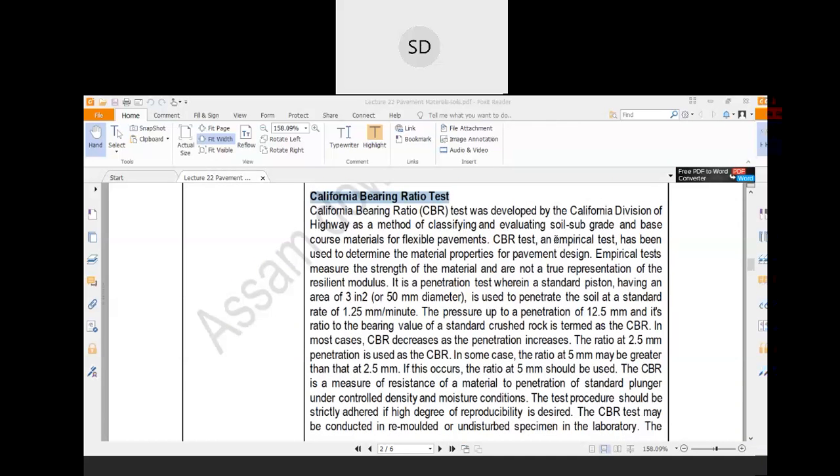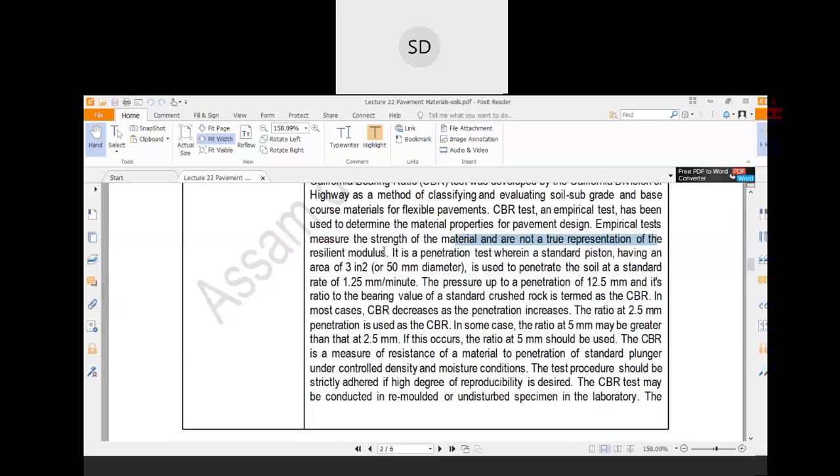So let us go through it. The CBR test is an empirical test that has been used to determine the material properties for pavement design. These tests measure the strength of the material and are not a true representation of the resilient modulus. It is a penetration test wherein a standard piston having an area of 3 inch or 50 mm diameter is used to penetrate the soil at a standard rate of 1.25 millimeter per minute.